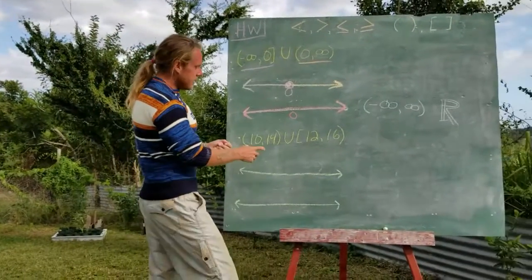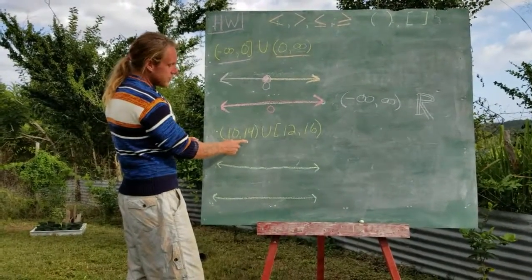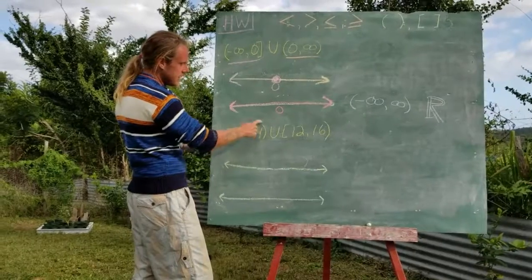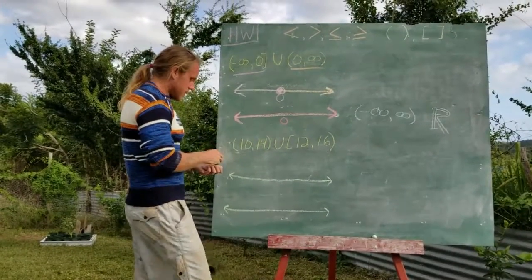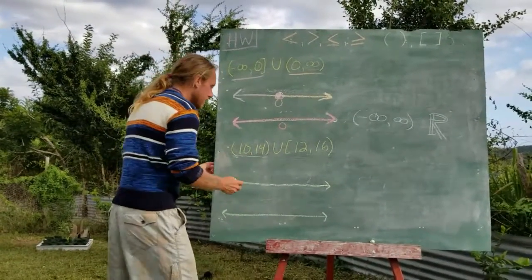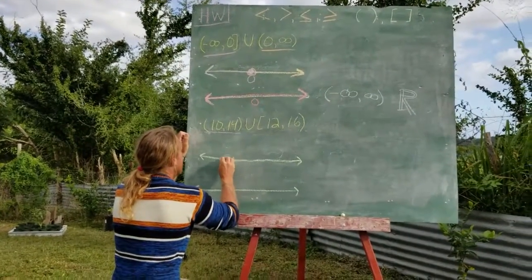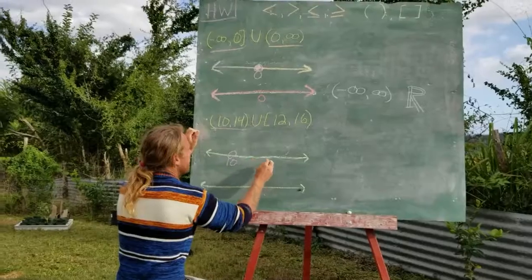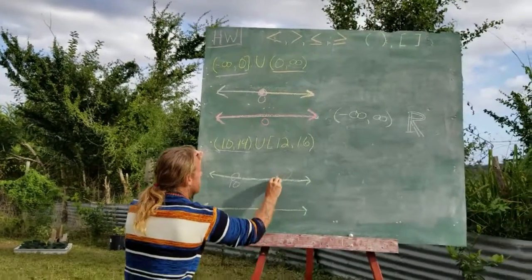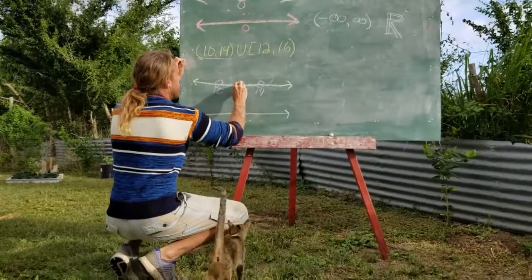Here we have the union of the interval from 10 to 14, not including 10 or 14. So let's graph that. If this is 10, we are not including 10, and this interval goes up to 14. We are not including 14 in the purple.